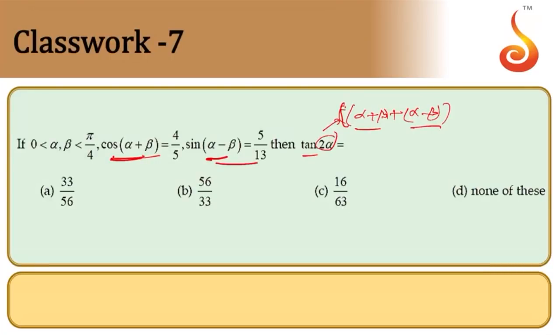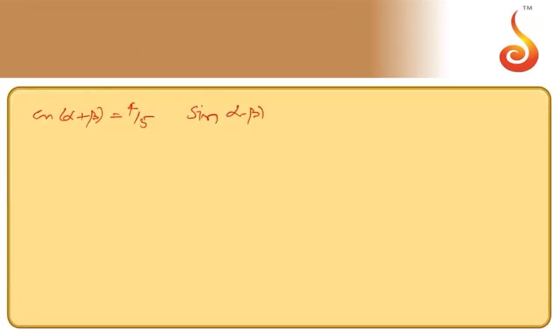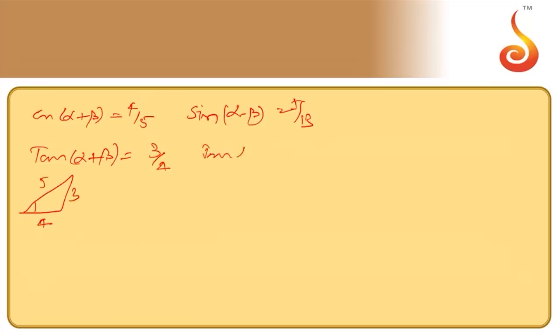So let me consider cos of alpha plus beta is equal to 4 by 5, and the sine of alpha minus beta is 5 by 13. So from here, tan of alpha plus beta is given by, from the triangle, cos is 4 by 5 and tan is 3 by 4. Similarly, tan of alpha minus beta is 5 by 13 and this is 12, so 5 by 12.